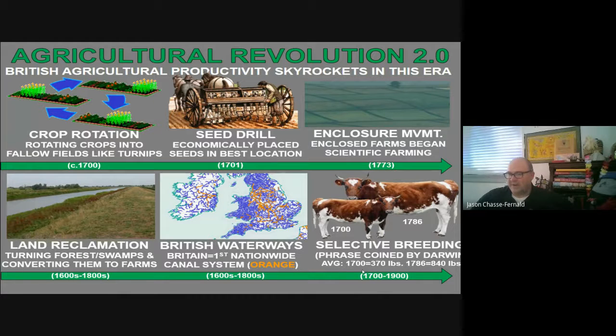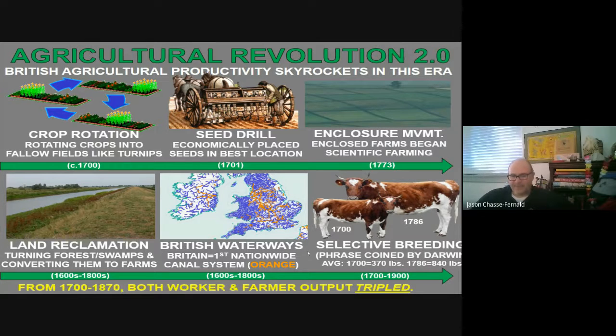The average cow weighs 370 pounds in 1700, goes up to 840 within 90 years, right? So that is done through selective breeding. And we're way before Darwin here. I mean, Darwin doesn't even get on the Beagle for another, gosh, what are we talking about here? 50 years, right? And then it's more than that. It takes another 20 years for him to publish.